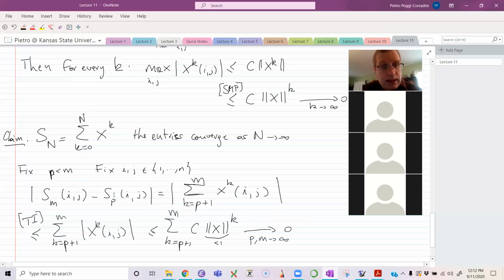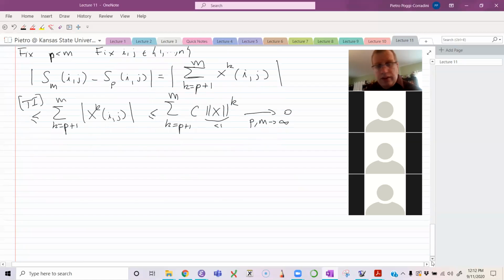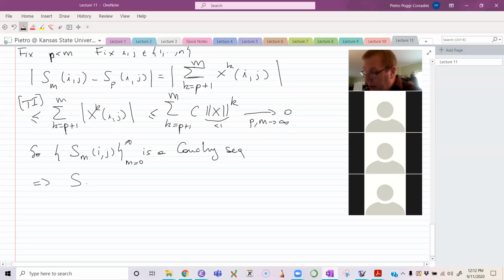So we showed that these Cauchy increments, I guess they're called, I don't know, tend to 0. So the sequence S_m^{ij} is a Cauchy sequence, which would therefore converge to something which we're going to call S_ij.